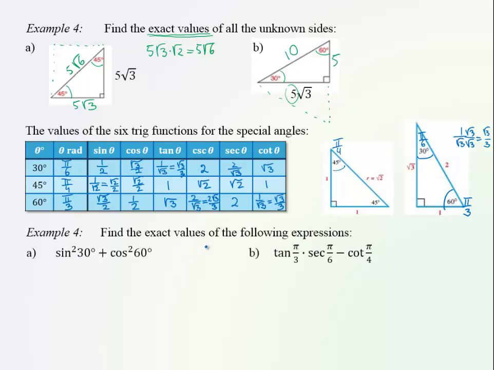The next question asks us to find the exact values of the following expressions. So first, sine of 30. Sine of 30 is 1/2, and we need to square it.